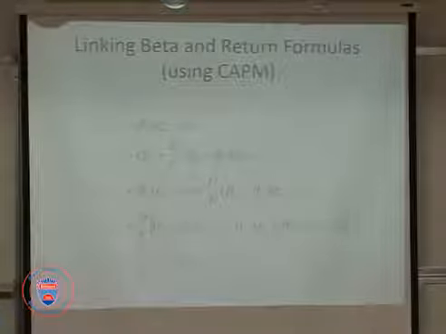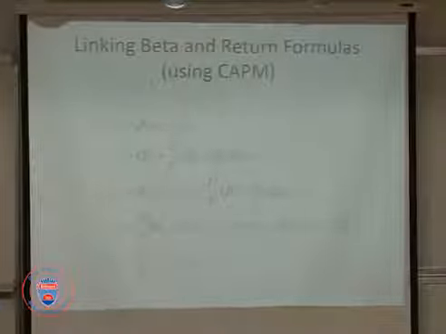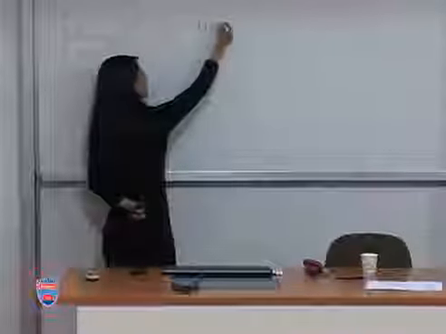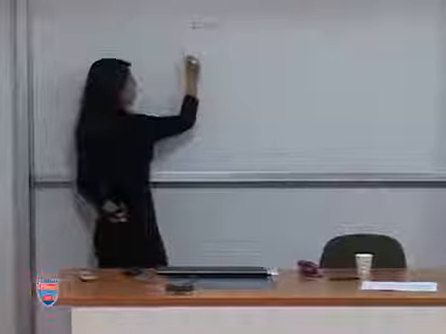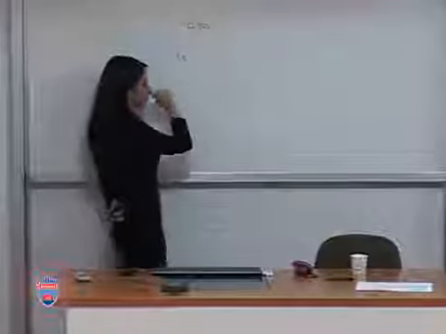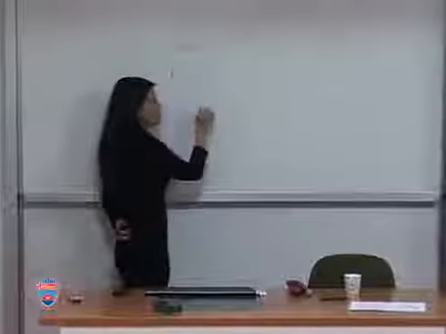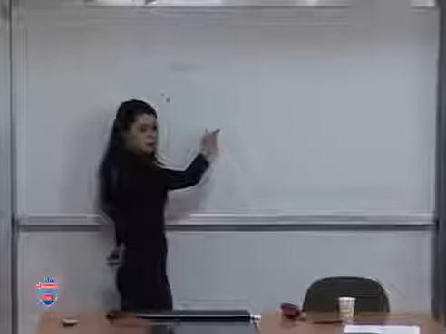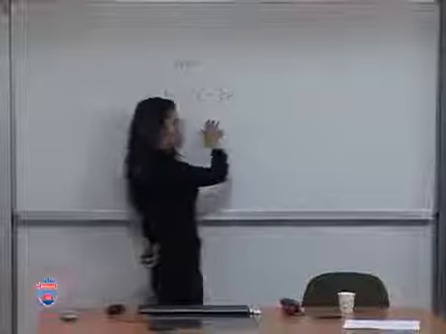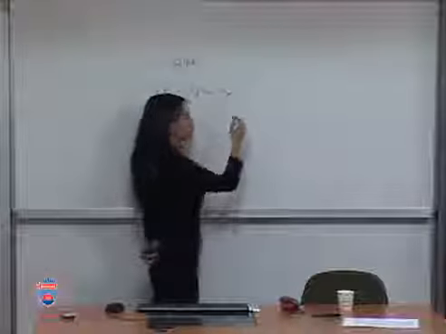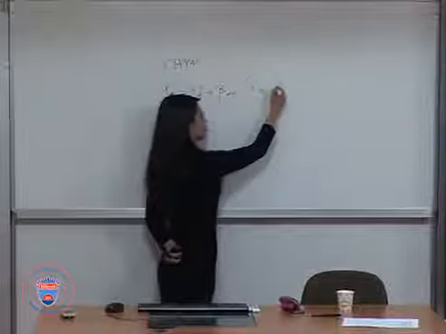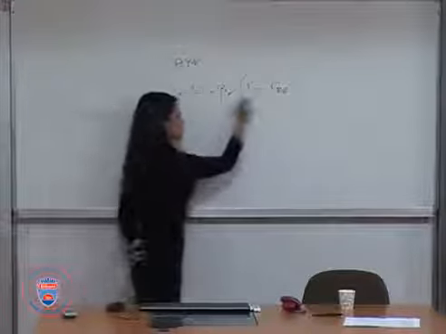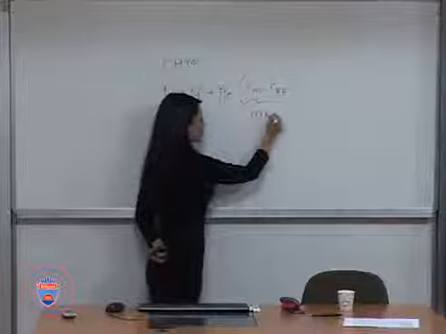And if you remember CAPM, do you remember CAPM? Really? Good. This is how you find the return on equity. You use the risk-free rate, and then you multiply the beta of the stock with the market risk premium, which is the difference between market return and the risk-free rate. So this was the market risk premium.